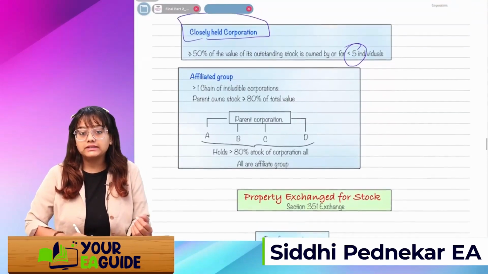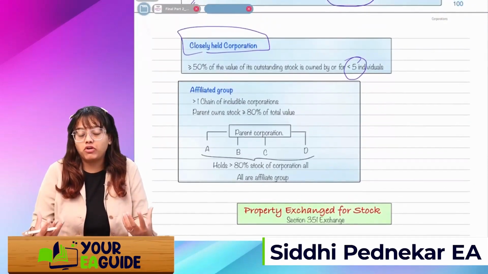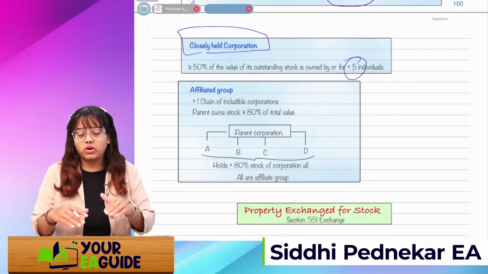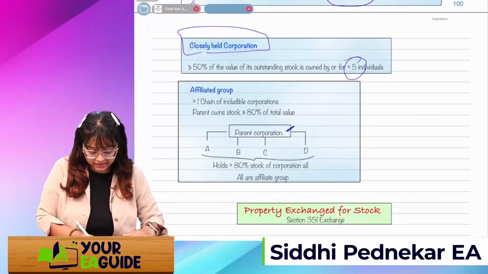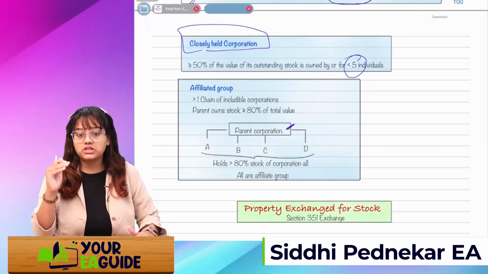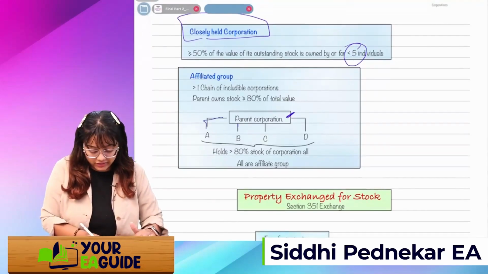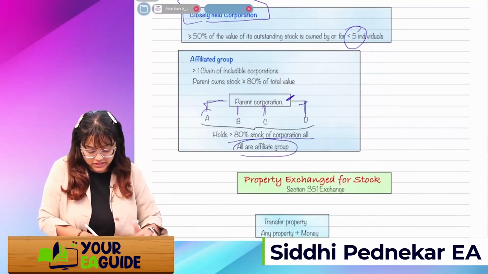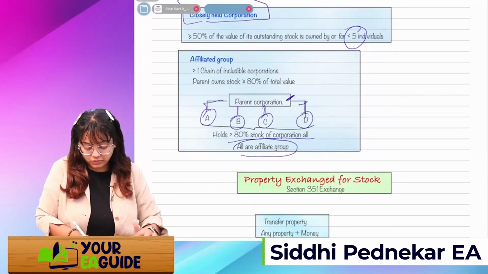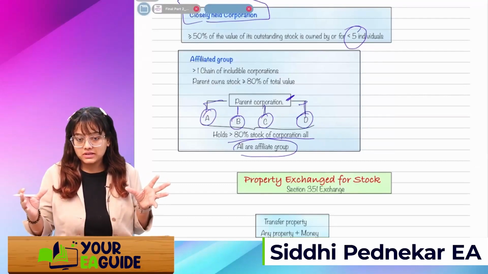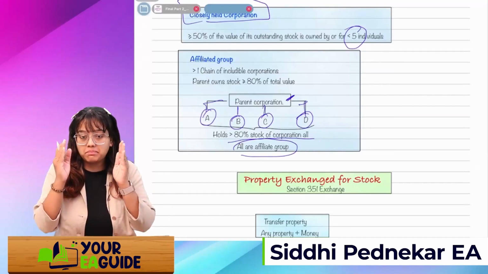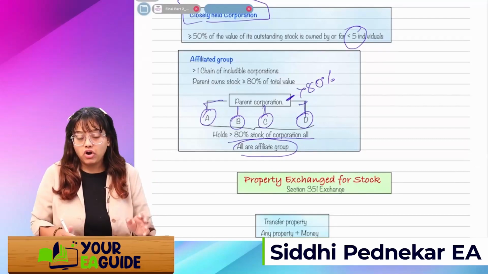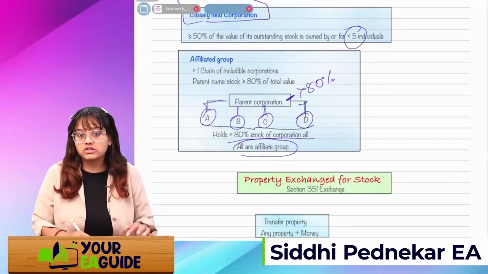Got it? Next is affiliated group. So what does affiliated group mean? It's a chain of corporations, the parent company. See, the parent company owns more than 80% of the total value of the stock, and there are different companies, right? They hold more than 80% of the stock of all the affiliated groups. So this is the first group, second group, third group, fourth group. All the groups are held by one parent corporation, and this parent corporation is holding more than 80% of total value. Okay, so this is an affiliated group.